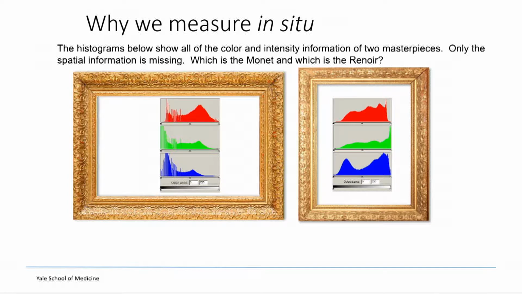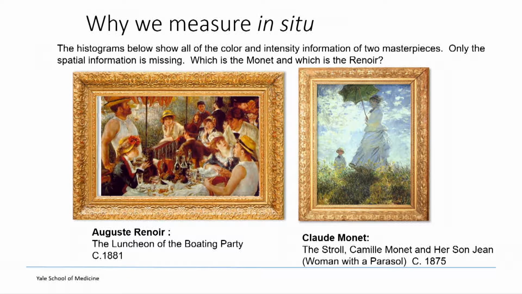Sometimes there's an art history major in the audience, and I thought there might be one here, that says, wow, there's a lot of light blue in the picture on the right. That must be a Monet, because Monet liked light blue. And that's the furthest anyone has gotten, and actually a couple people have gotten that one on this quiz. In fact, it is the Monet, and the one on the left is the Renoir, but no one has yet been able to identify the boating party from the stroll.